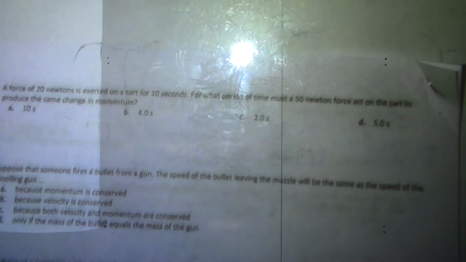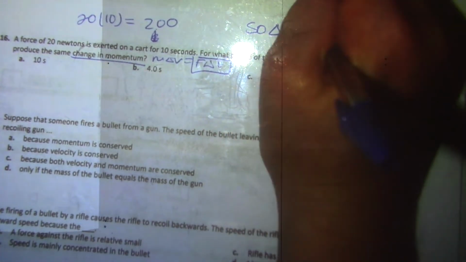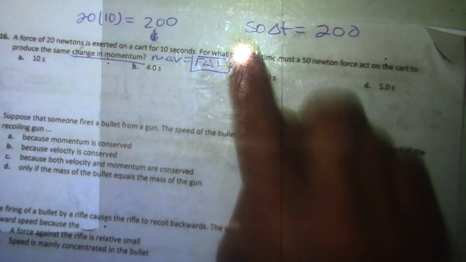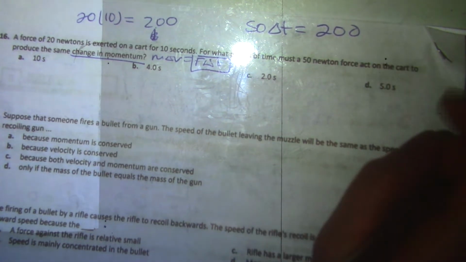Force of 20 newtons exerted on a cart for 10 seconds. For what period of time must a 50 newton force act to produce the same change in momentum? So change in momentum is m delta v. I don't have m delta v, but I know that's also equal to F delta t. So if I have a force of 20 for 10 seconds, see how that's an impulse, or change of momentum, of 200. If I still want the 200, but now I have a 50 newton force, you need to figure out what time would be needed to still get to 200. Divide 50 over, and you get 4.